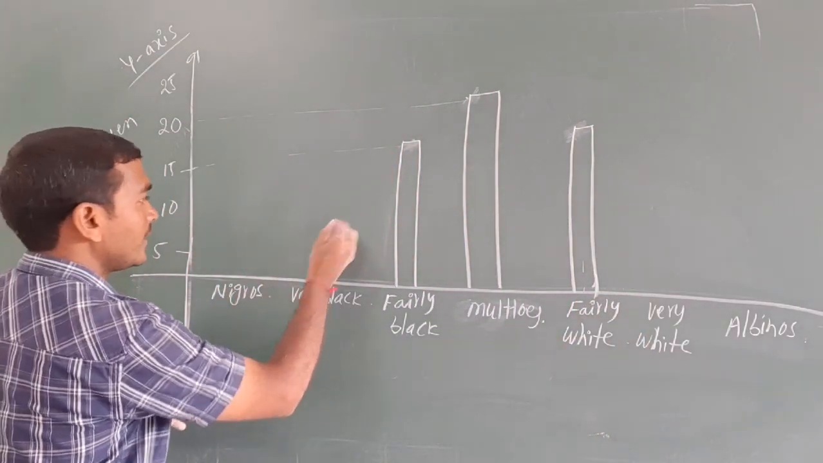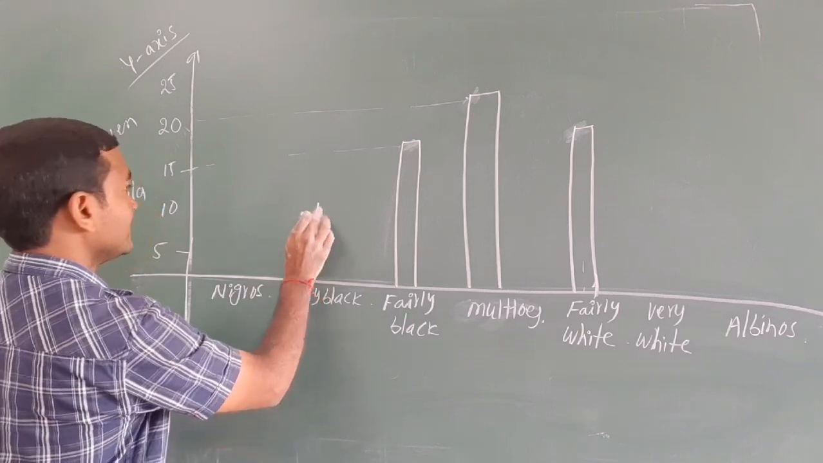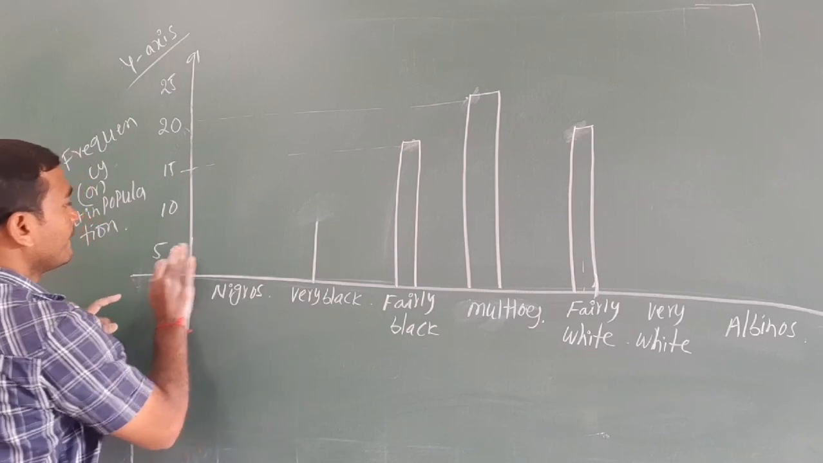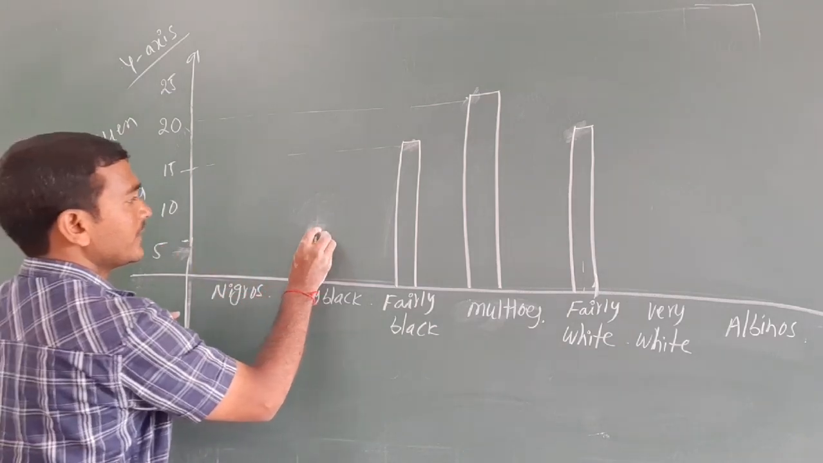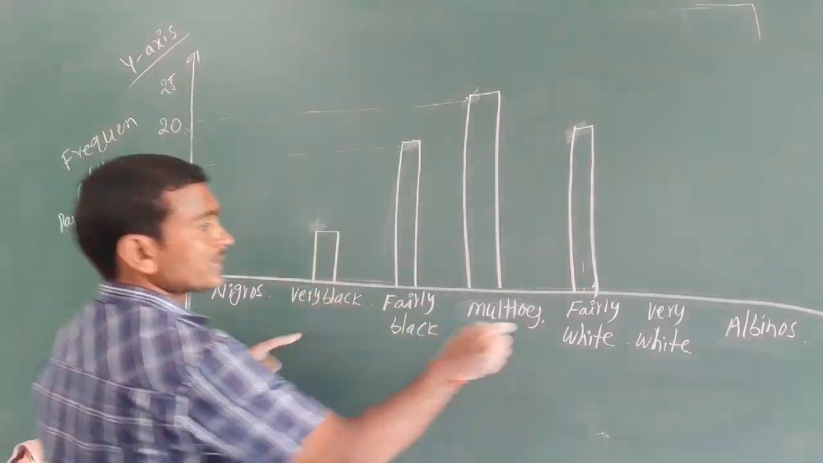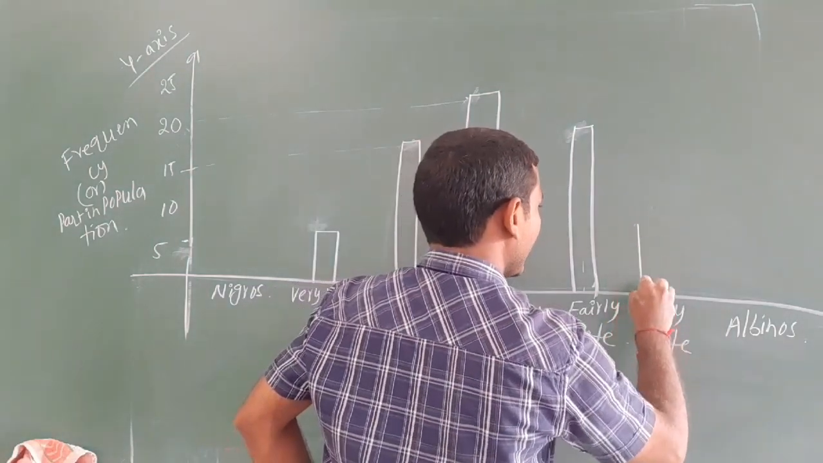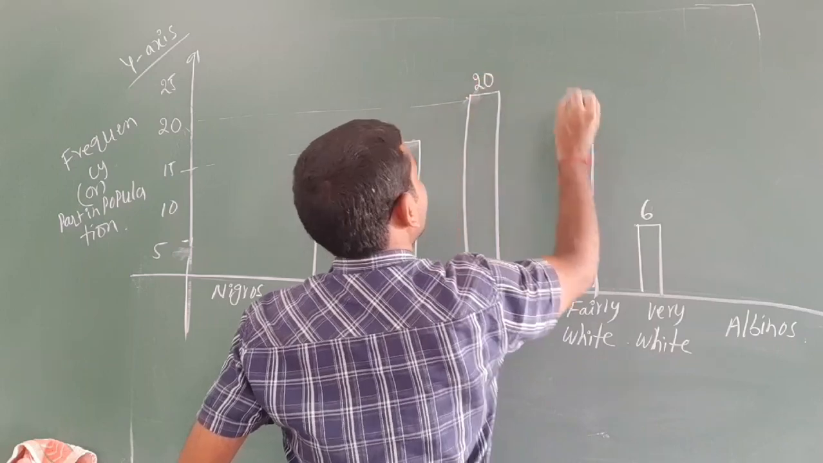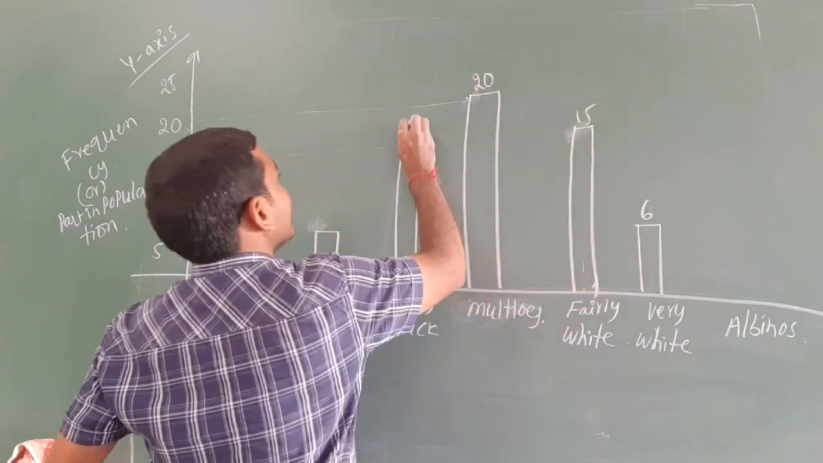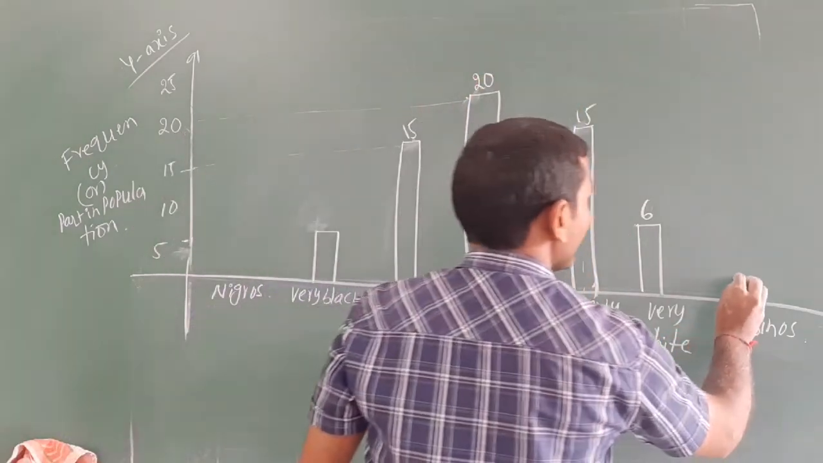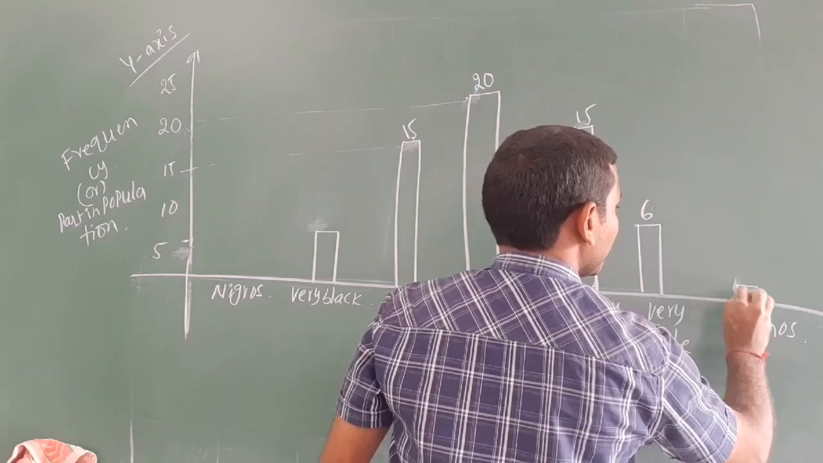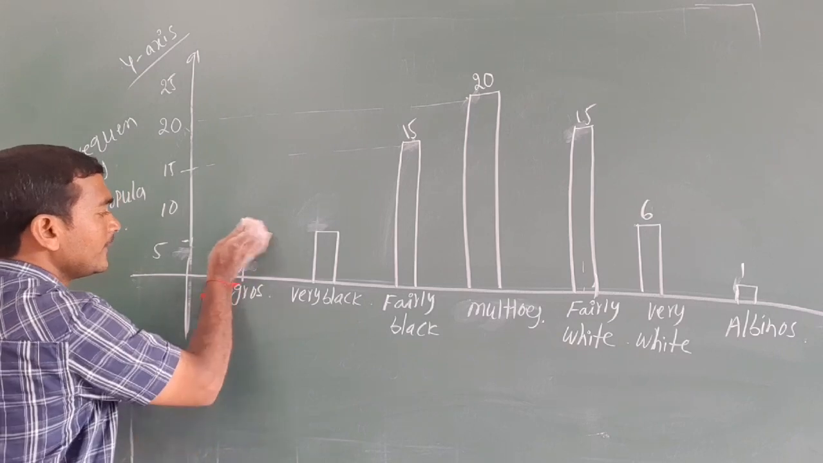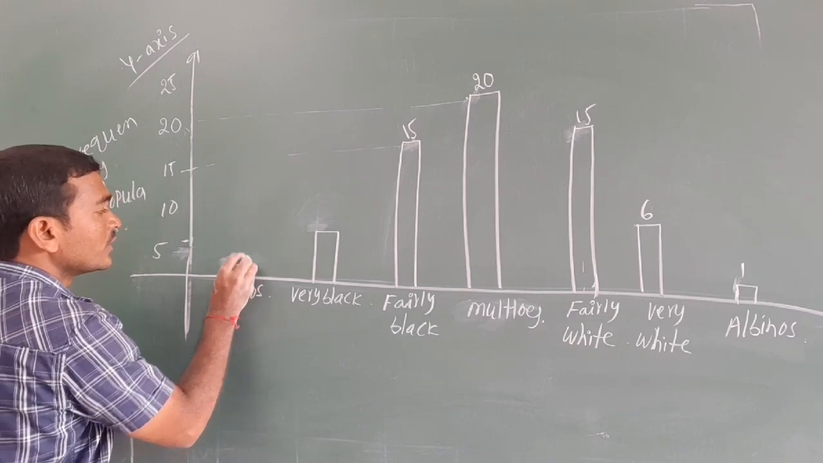Again, very white is how many? I already gave this, it is how many? The 6. Same, that very white also how many? This is also 6. It is about the what? Maltose 20, fairly black 15, the 15. Then albinos is how many? Just 1. Then again that negros also how many? Only 1.